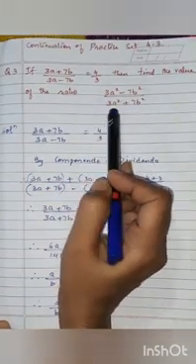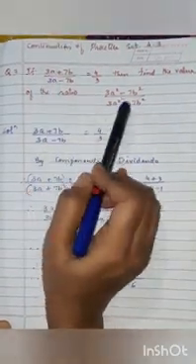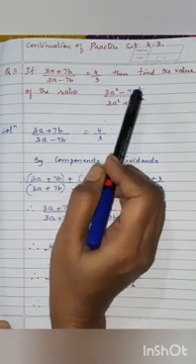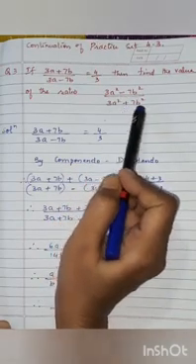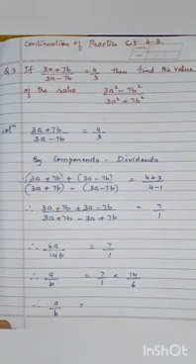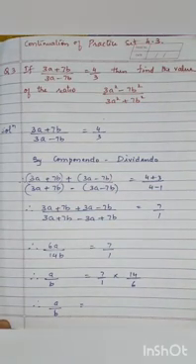So children, first what we have to do is, from this given ratio, we have to find the ratio of (3a² - 7b²)/(3a² + 7b²). So first we have to find the value of a/b, then we have to square it out. Then later on, see what we have to do.